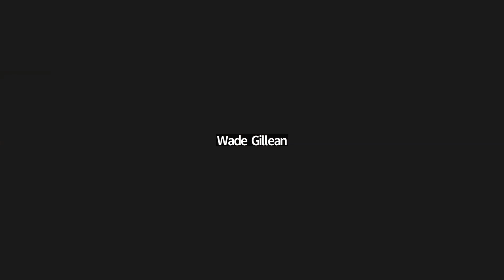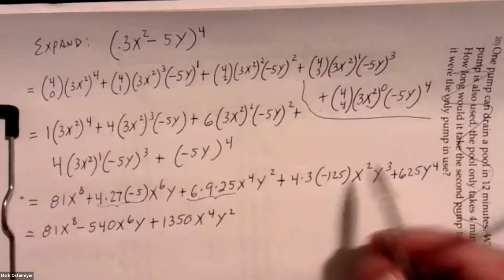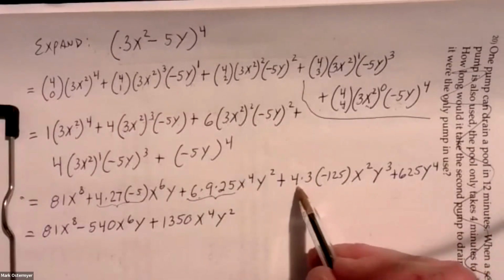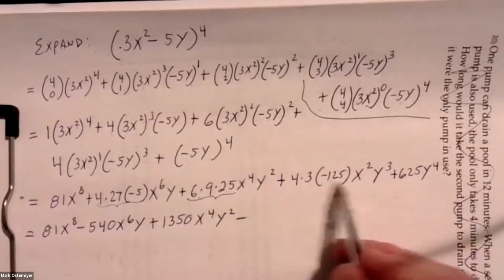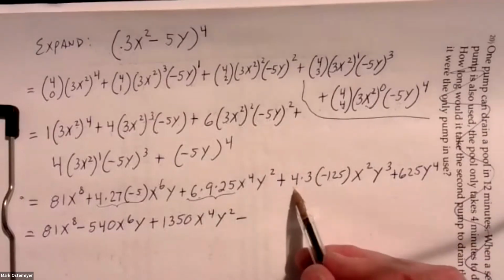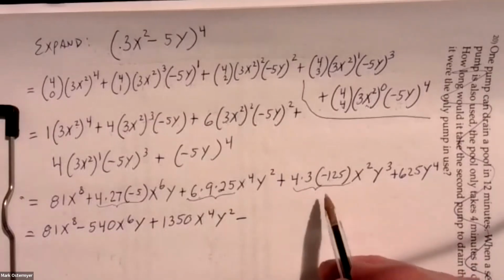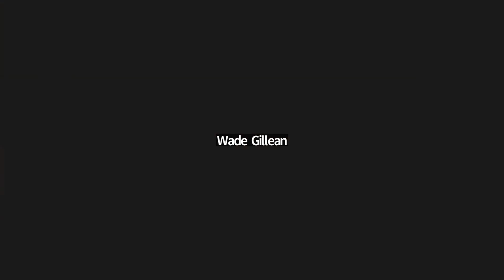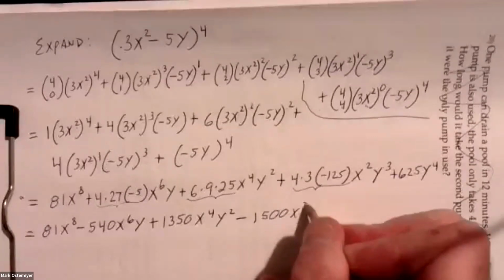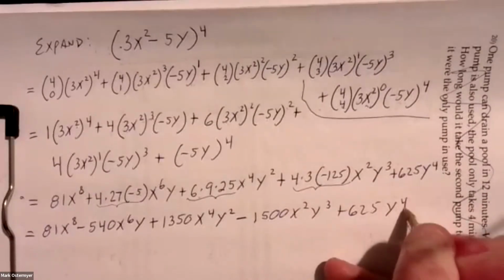1350. And x to the 4th y squared. And then we got 4 times 3 is 12 times negative 125. We're back to a negative term. And that would be negative, whatever this evaluates to on your calculator here. And what does that give you? 1500. 1500 x squared y cubed plus 625 y to the 4th. And we're done with that expansion.